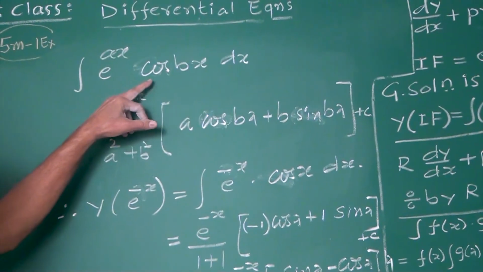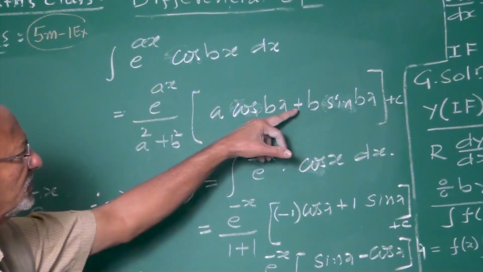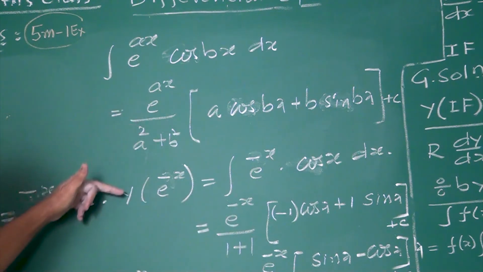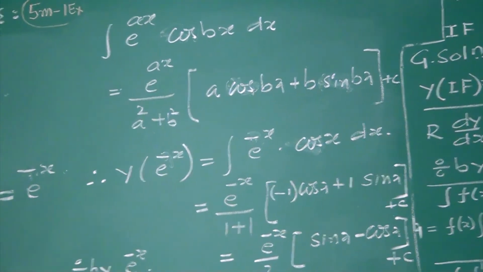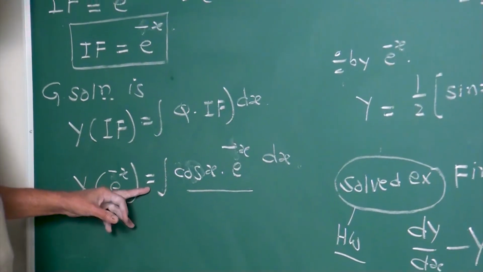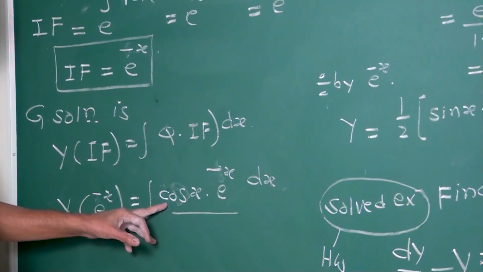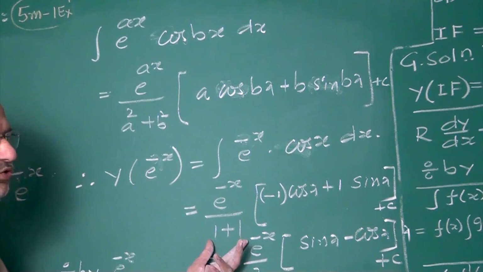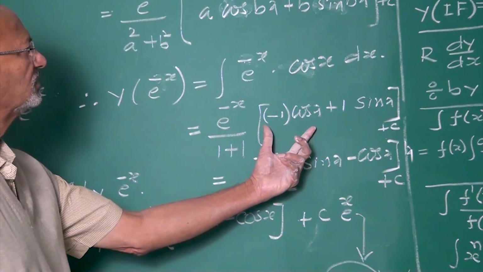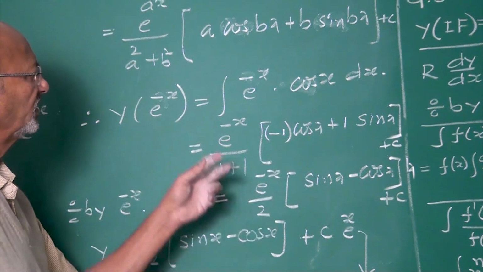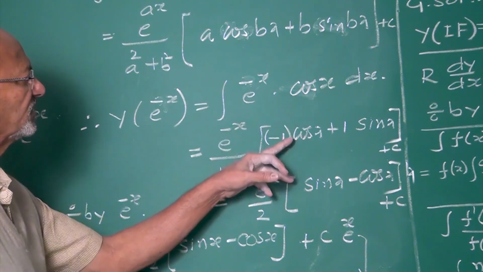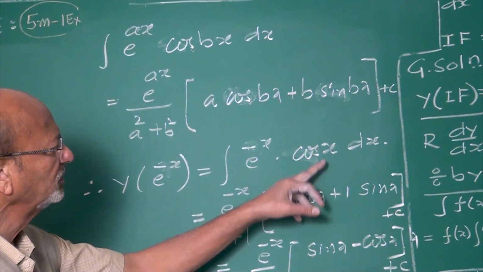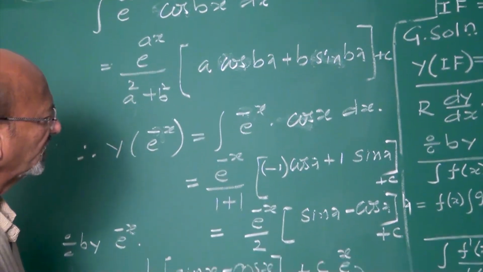E to the power ax into cos bx. In case of sine, it becomes minus here. In case of cos, it is plus b sine bx. I am writing once again: y into e to the power minus x equals e to the power minus x upon a square plus b square into a cos bx. What is our a? Minus 1, into cos x. Plus b sin bx. What is b? b is 1. This is sin x.